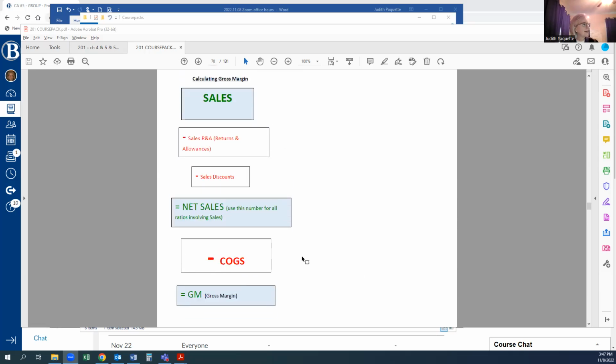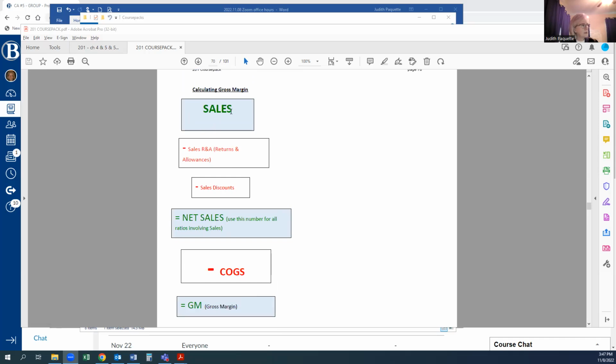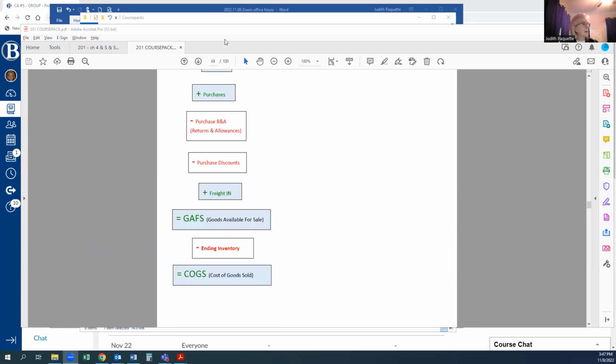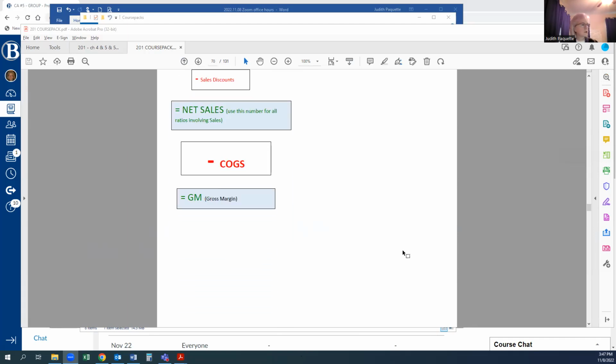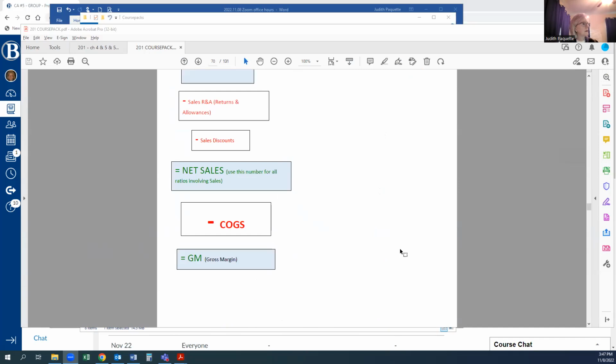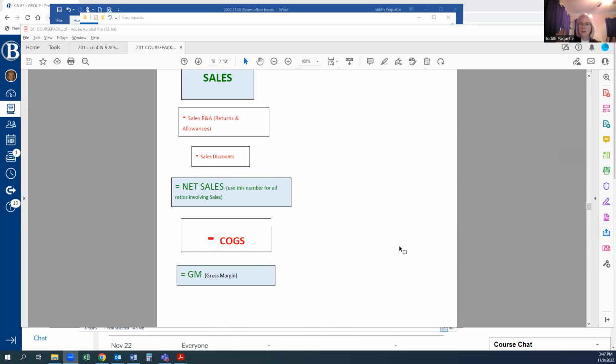And of course, for gross margin, sales minus sales returns and allowances minus sales discounts equals net sales. And then for perpetual, we just subtract cost of goods sold and we get gross margin. For periodic, we embed this whole sentence here and this whole calculation here. We still calculate cost of goods sold. We still calculate gross margin. All right. So know the difference between perpetual and periodic.